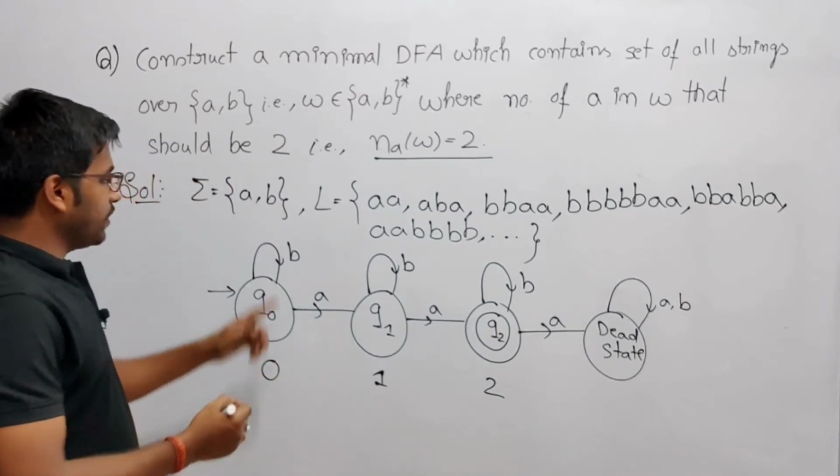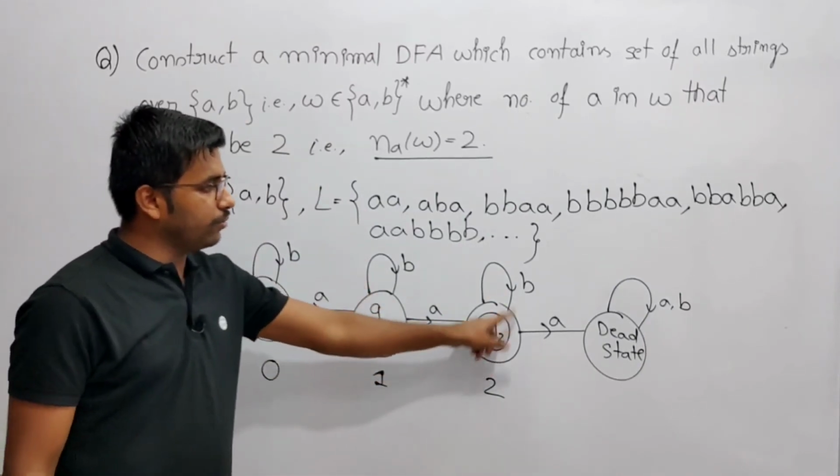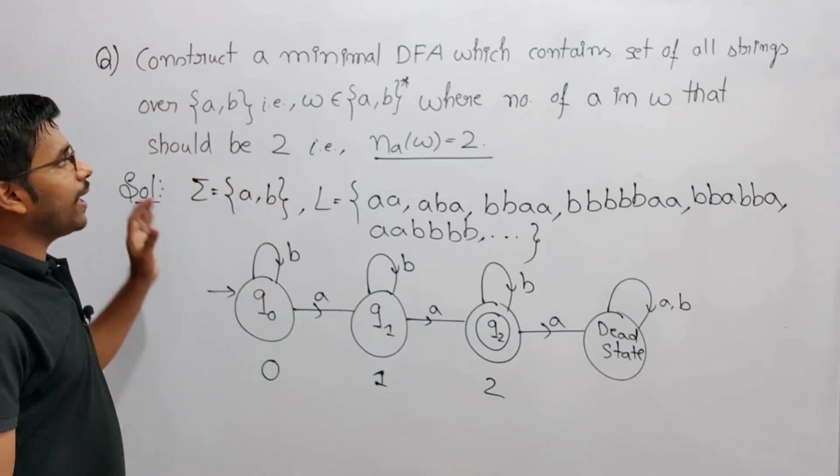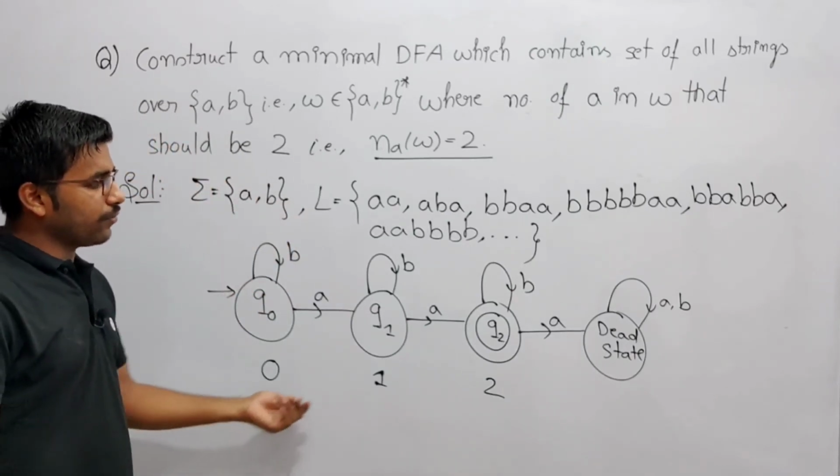So for Q0 I have given the transition of a, b, Q1 also done, Q2 also done, dead state also done. So what is the number of states you require for this minimal DFA? You require 4 states.